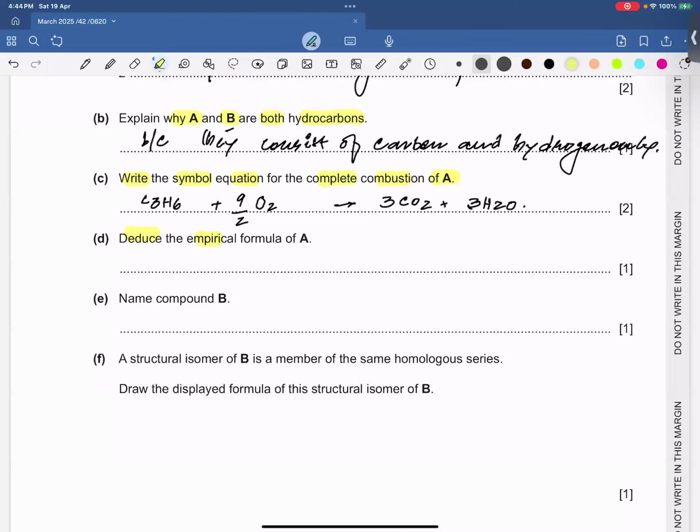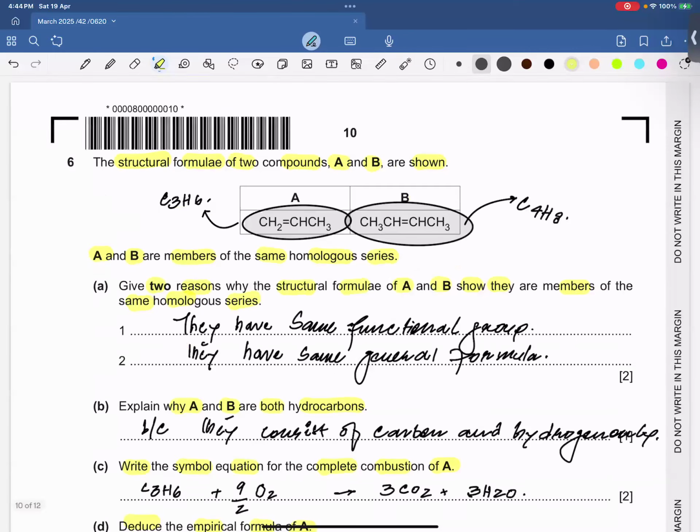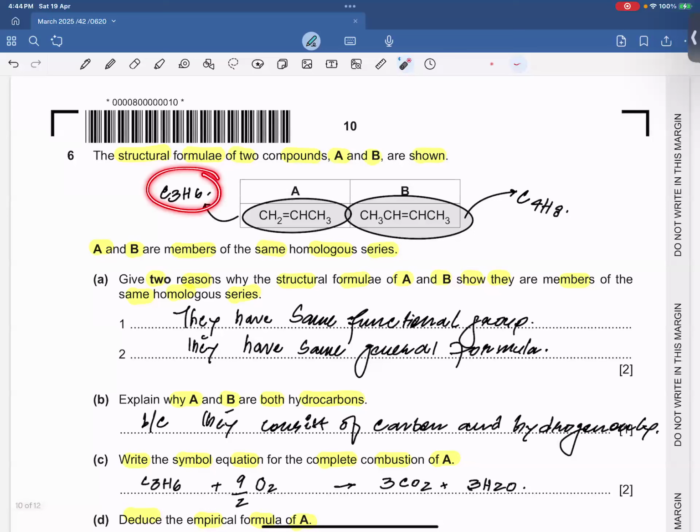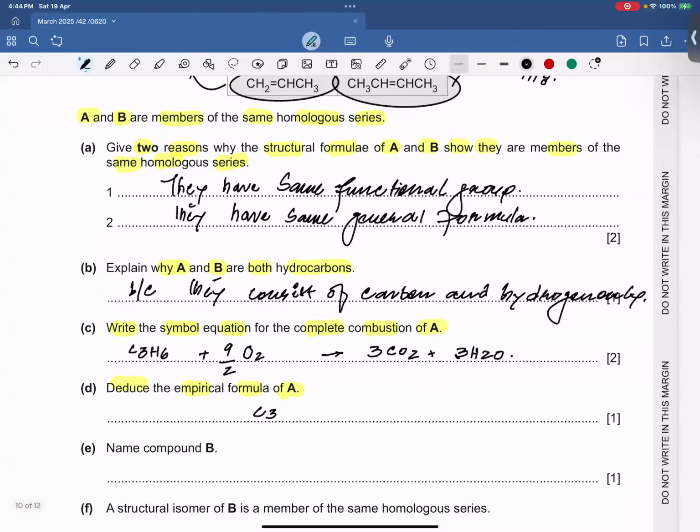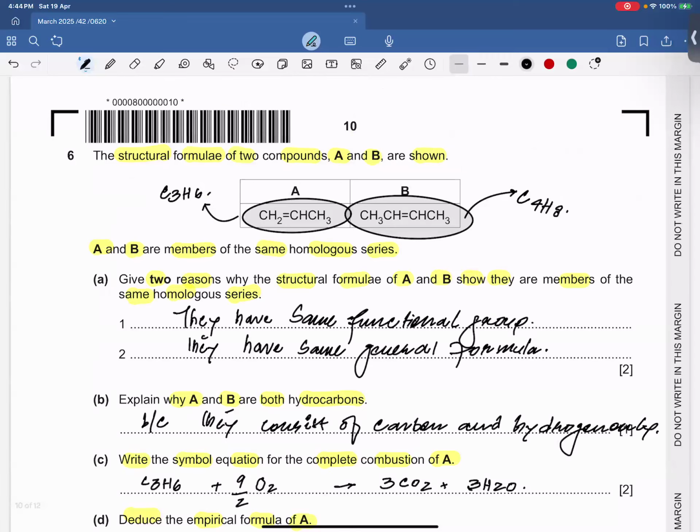Deduce the empirical formula of A. See, its molecular formula is C3H6. I can halve the number of hydrogen atoms, but I can't halve the number of carbon atoms, right? Since we cannot halve the carbon atoms, which means जो molecular formula है वही empirical formula होगा. So it's going to be C3. Hold on. One more thing. C3H6 divided by 3. So it's CH3, I believe, right? To get the simplest ratio, I can get it. Yeah, CH3.